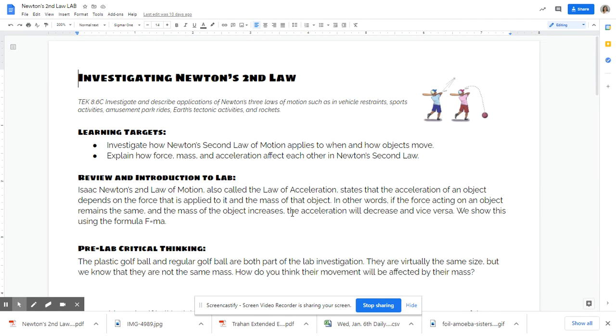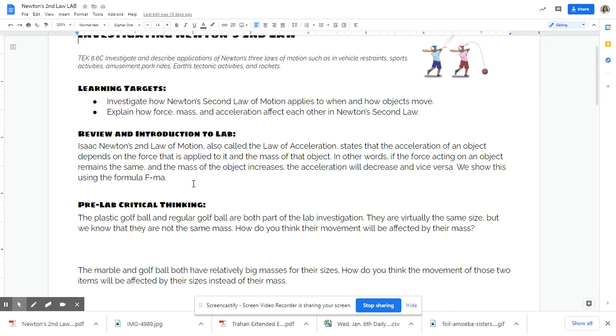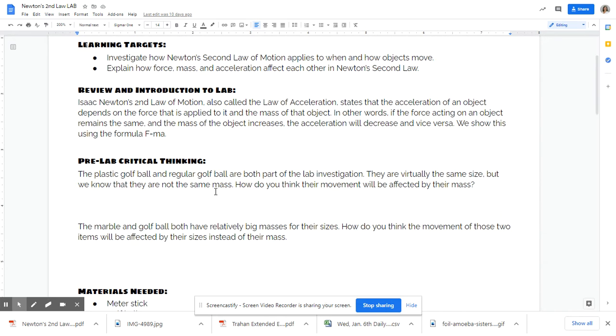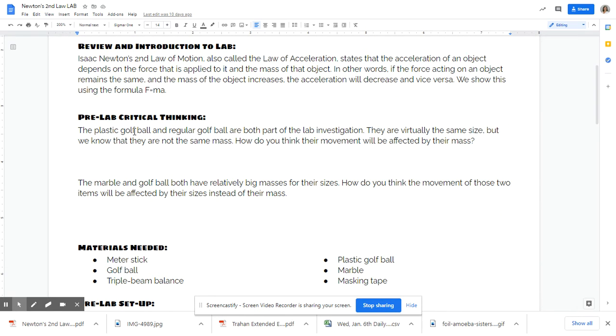Okay, so I'll give you guys the opportunity to read through the review. I want you to make sure that you don't forget about this part right here, which is the pre-lab critical thinking, where it asks you to make some predictions and do some investigating before we start. Okay, please make sure that you go ahead and do this. This is probably a good time for you to pause this video clip and take care of this part here before we move on to looking at your materials. Okay?